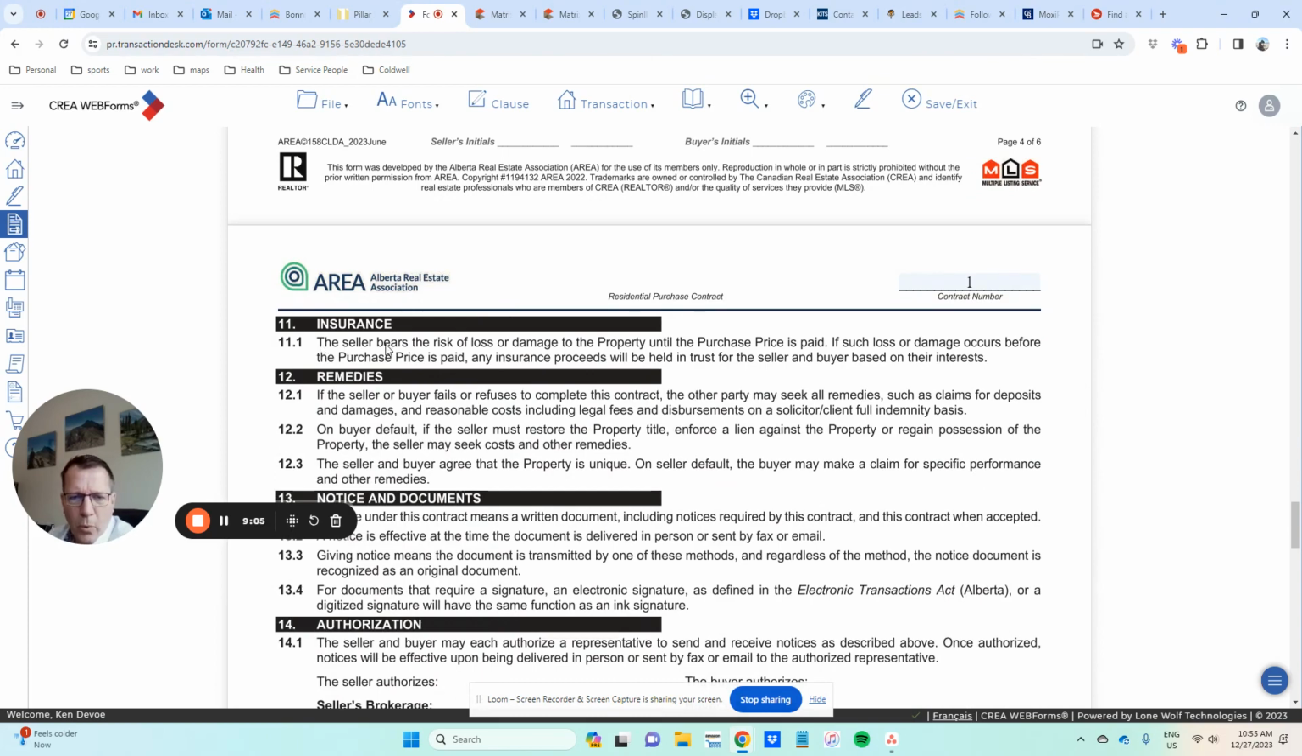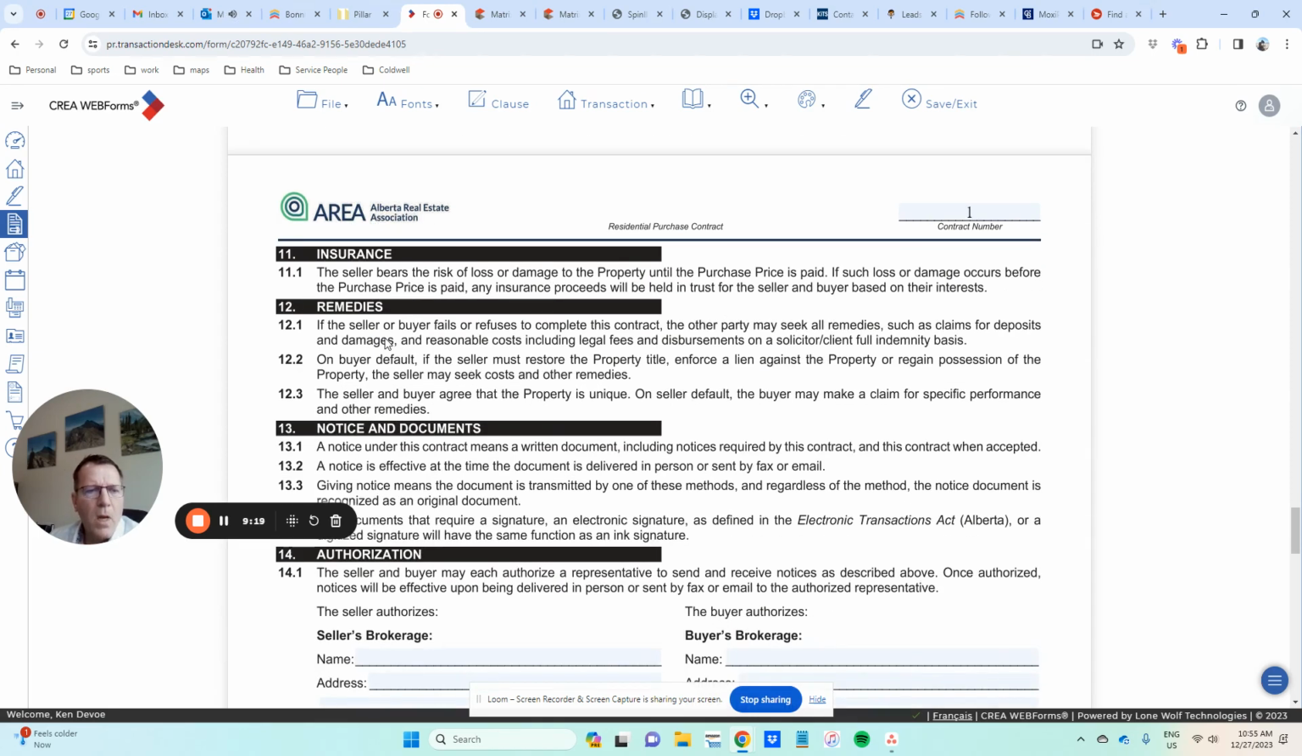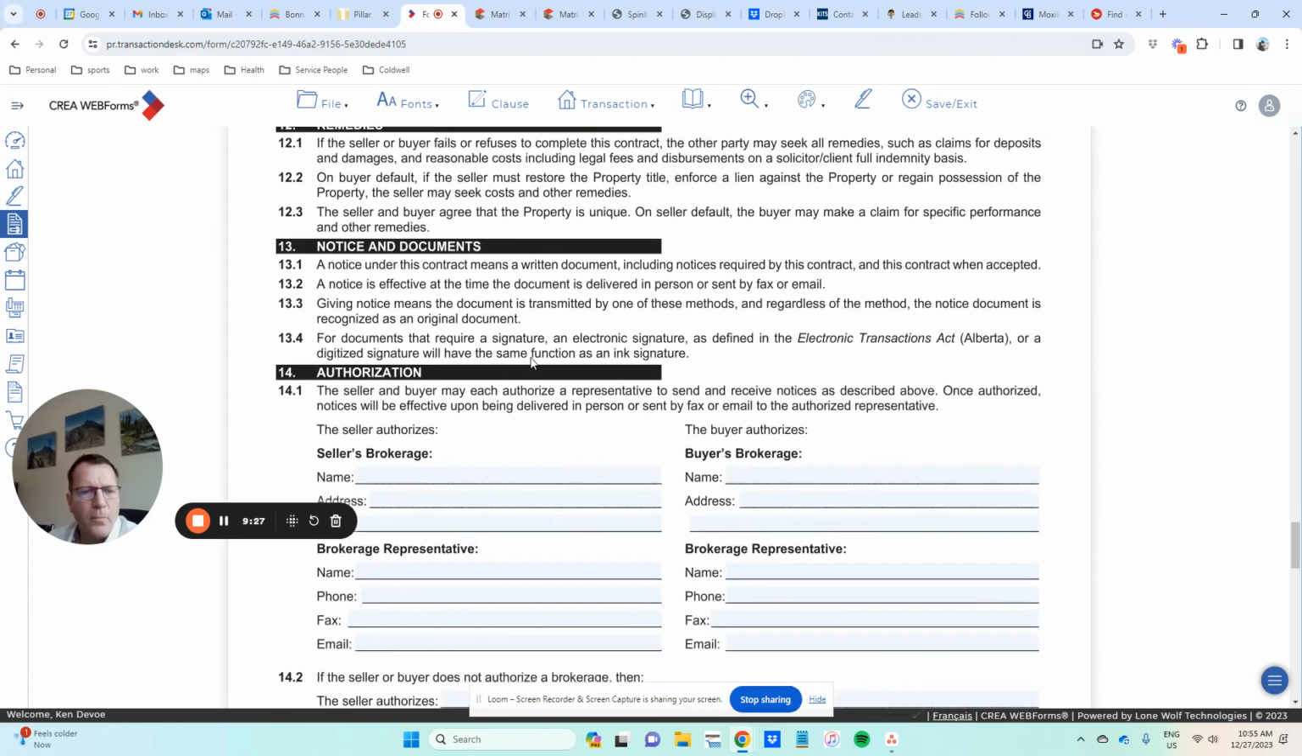Insurance. It's really important to get your house insurance on as soon as you know that you are buying the house. So do all your due diligence. It doesn't hurt to talk to your insurance company before you do all your due diligence. Make sure you're okay getting insurance on that property. Remedies. If there's a problem closing, then we'll work our way through it and go through everything.